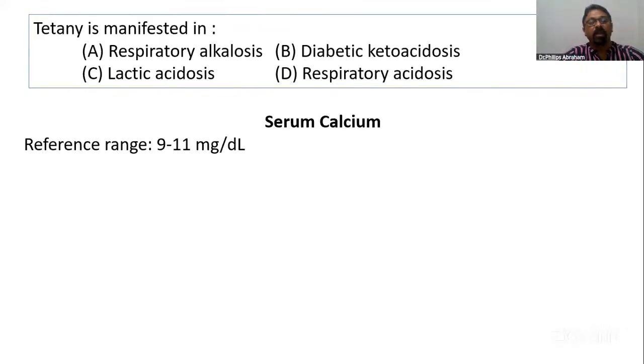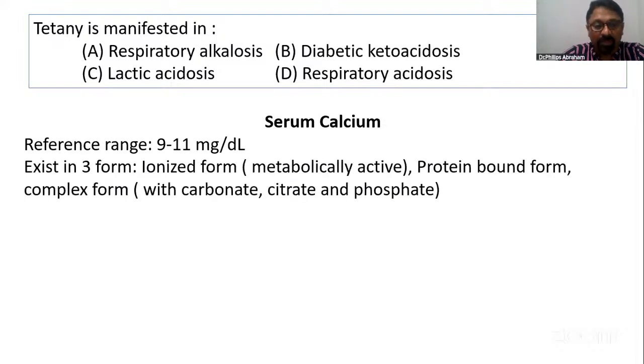Reference range is around 9 to 11. It exists in 3 forms: ionized form, protein-bound form, and complex form. It's complexed with carbonate, citrate, and phosphate. And the ionized form is around 50%. That means 9 to 11, say 10, and in that 5 milligrams will be in the ionized form. And that is the one that is metabolically active.